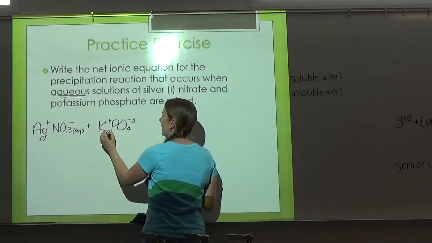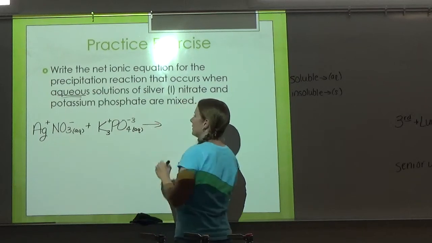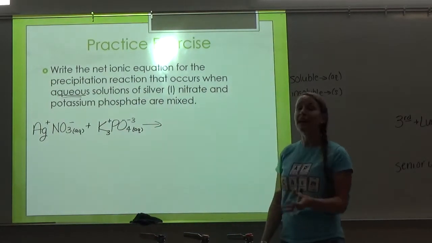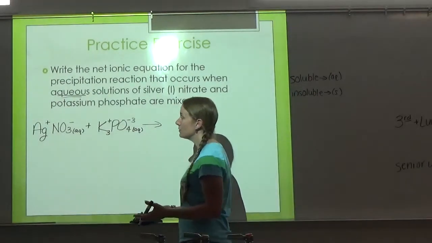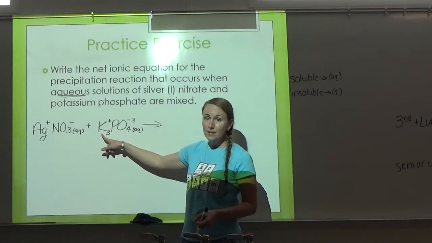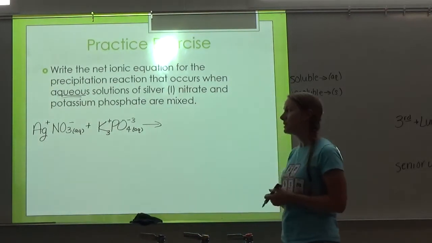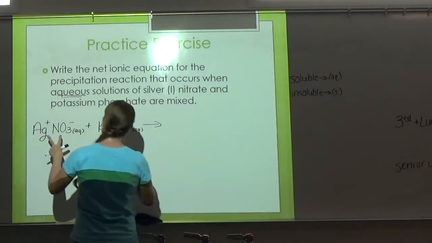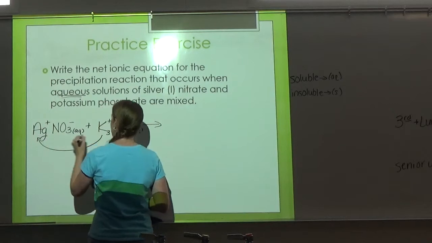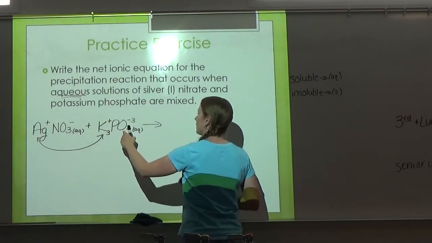So in order to balance, I need 3 potassiums. And it is also aqueous because, again, they told me the solutions are aqueous. However, if they hadn't, I could have just looked at my solubility rules. Nitrate's aqueous, group 1 alkali metals are aqueous. So both of them are soluble, so both of them will be aqueous. All right, so again, I can see this is a double displacement because I have 2 things that are paired. So I'm going to swap my 2 positives. So now Ag is going to be with PO4.